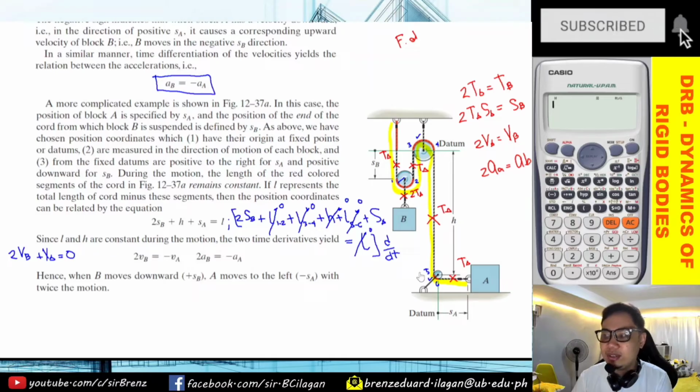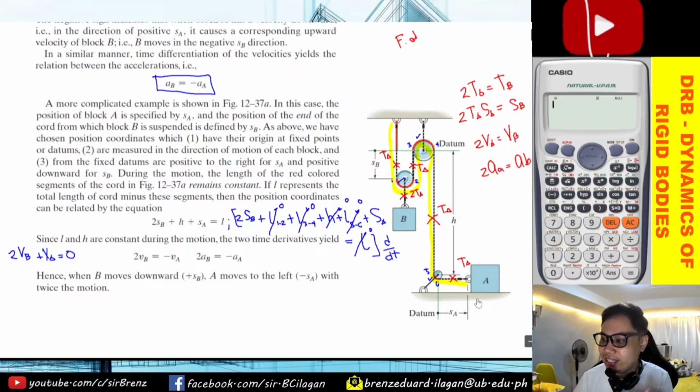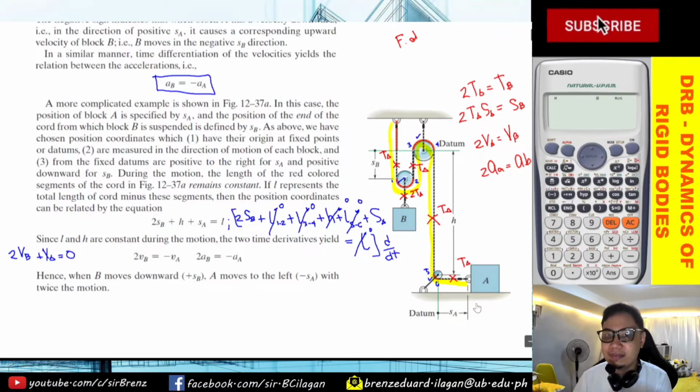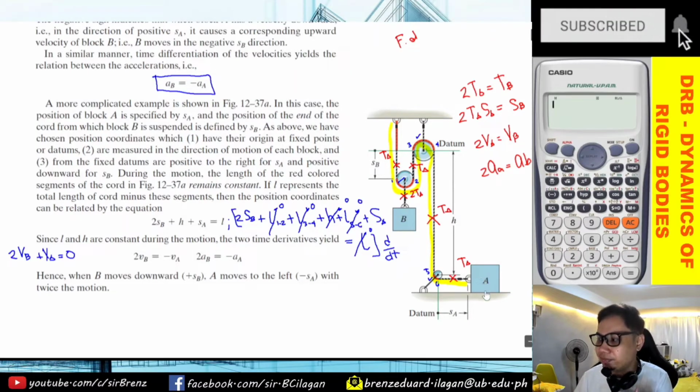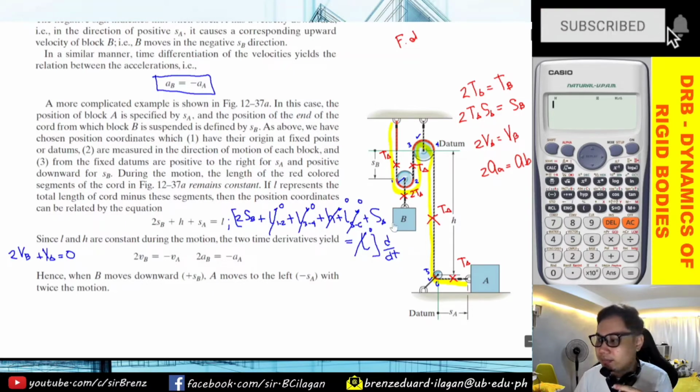Since wala tayong friction na pinag-uusapan, kung ito ay frictionless, walang kaso. Kaso kapag may friction, kung mali yung naging assume mo sa direction, ulitin mo talaga siya. Kapag frictionless, babaguhin mo lang yung direction tapos ipapositive mo yung value. Kasi dito hindi pa natin alam kung itong block B ay bababa tapos itong block A ay pupunta sa kanan, or vice versa. Pwedeng itong B tataas siya because of this load A, tapos ito pupunta sa kanan.